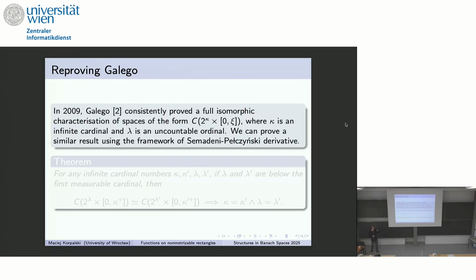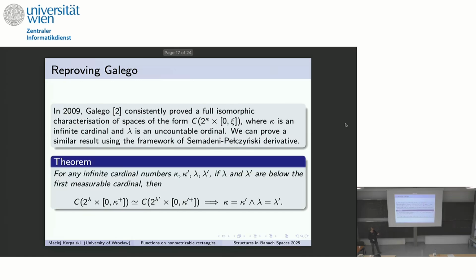He was using some sequential properties, so he technically assumed some properties for this cardinal kappa. I'm not referring to it. Let's say that, consistently, this is a full isomorphic characterization. And what I claim is that using this Semadeni-Pełczyński derivative, we can show some result very similar to his.